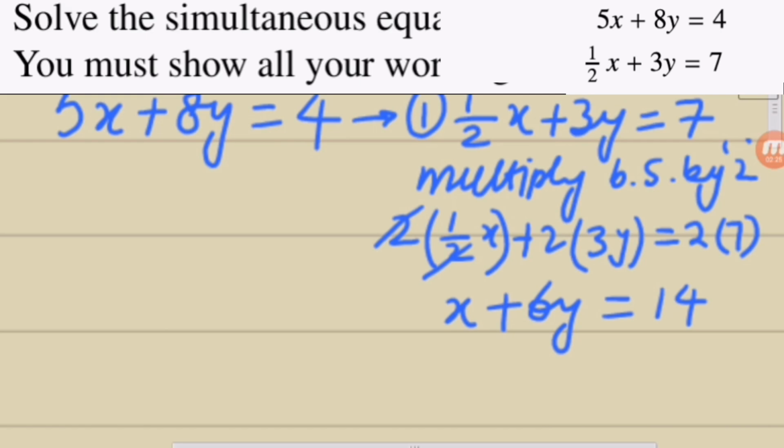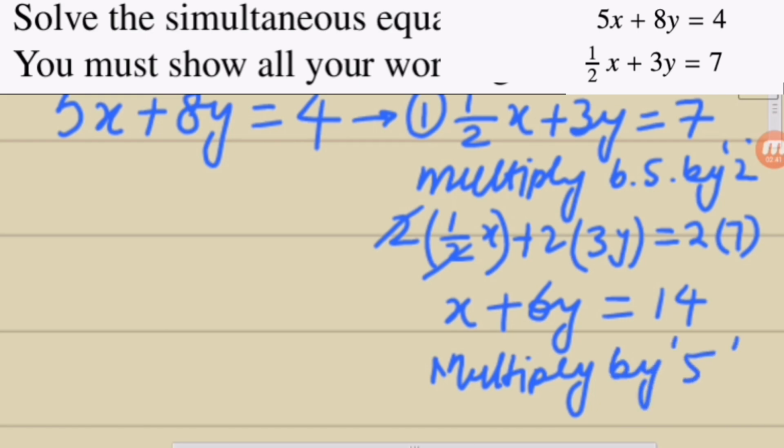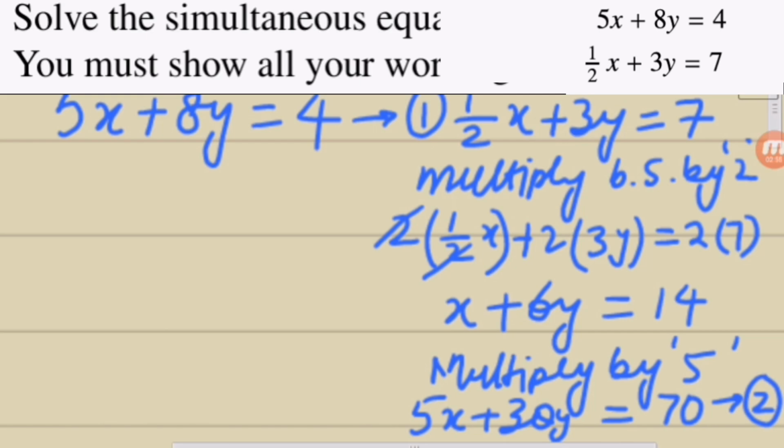Now we can compare this equation 1 with this equation. Both have their x coefficients different, y coefficients different. We can make their x coefficients similar by multiplying this equation by 5. So each term will be multiplied by 5. Now it becomes 5x plus 30y is equal to 14 multiplied by 5, which is 70. This I name equation 2.